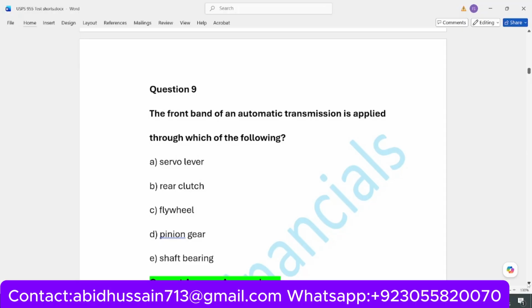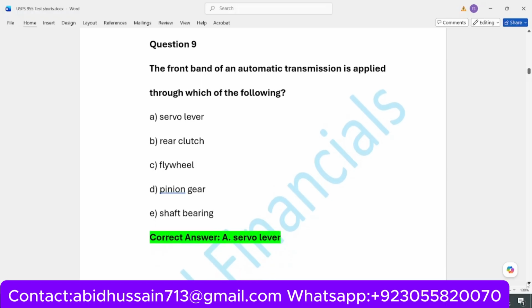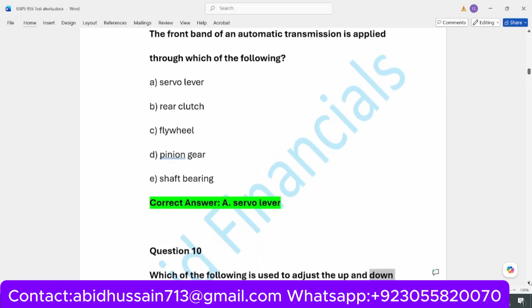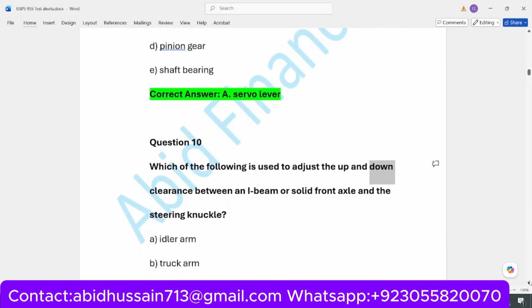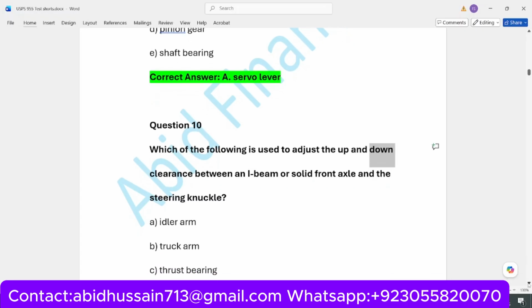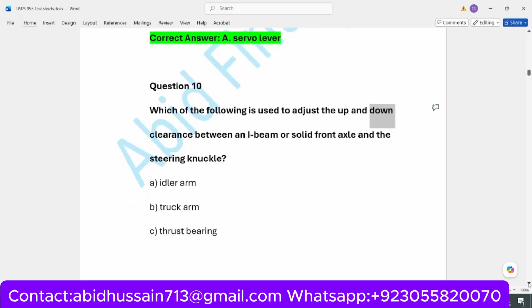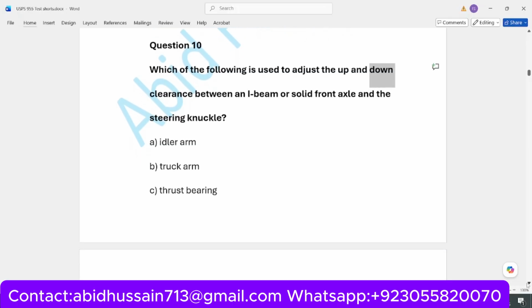Question number 10. Which of the following is used to adjust the up and down clearance between an I-beam or solid front axle and the spindle? Option A is idler arm, B is track arm, C is thrust bearing, and D is kingpin. E is spacer shims. The correct option is spacer shims.